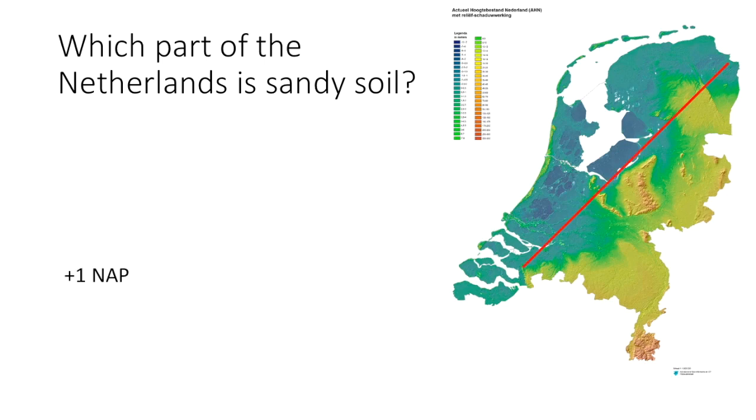Well, it's over here. And so we can say that everything that is above the +1 NAP line, that's sandy soil, that's sand, and this has been influenced by sea level rise. This hasn't, because the sea never got there. Influenced by sea level rise, high and dry.